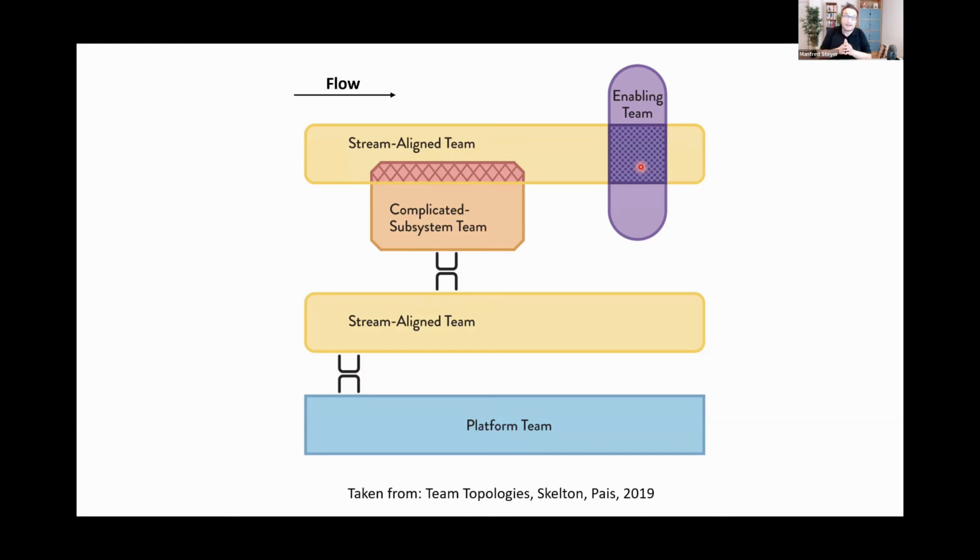Or another enabling team might be a performance team or database specialists that know how to deal with your Oracle database or something like this. So I think, to put it in a nutshell, stream-aligned teams should work without any interruption, and usually they concentrate on one vertical.